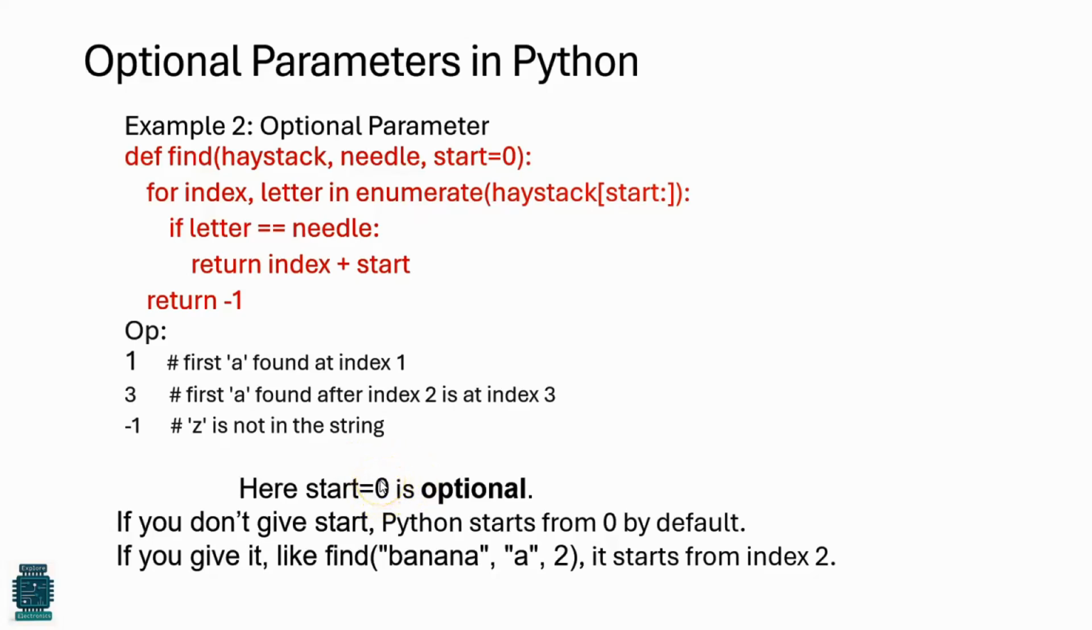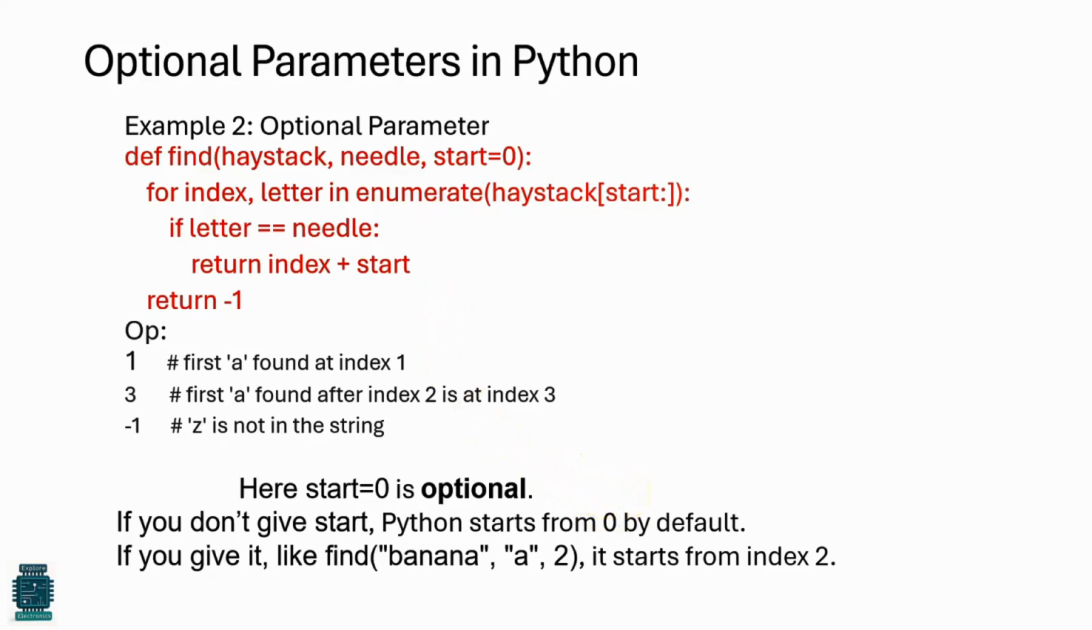It will take default 0 in the starting. If you don't give start, Python starts from 0 by default. If you give it like find banana A 0, it starts from index 2. Here in this example, I have given A and 2. That's why it will start from index 2. If I don't give anything, by default it will start from 0.